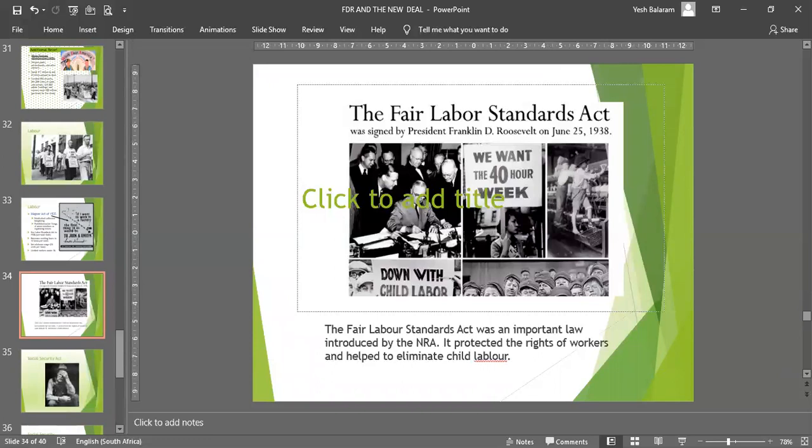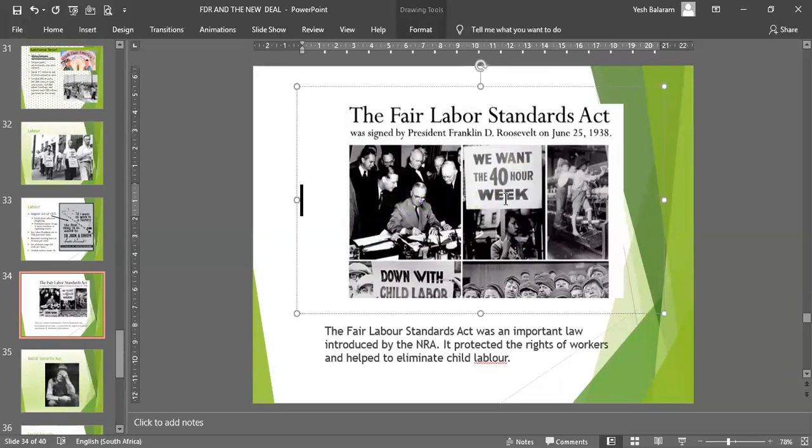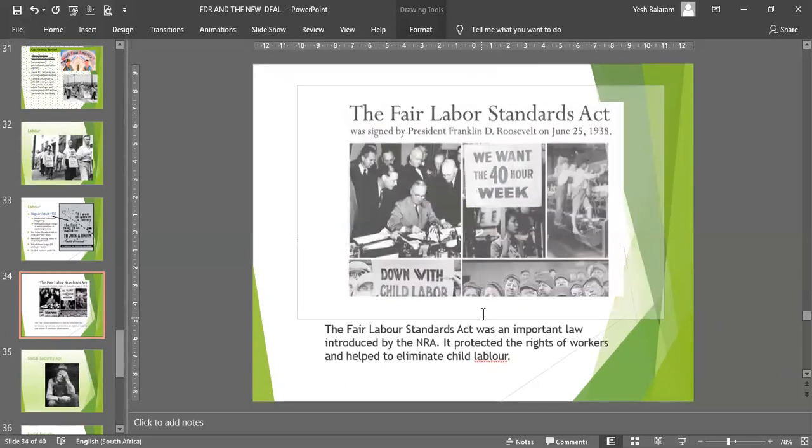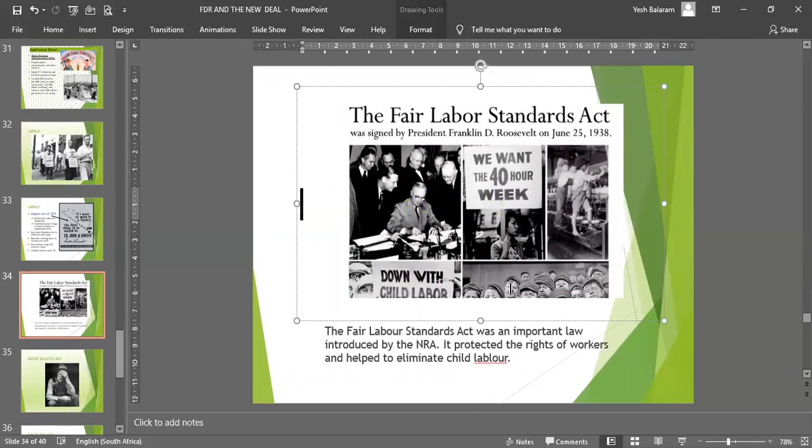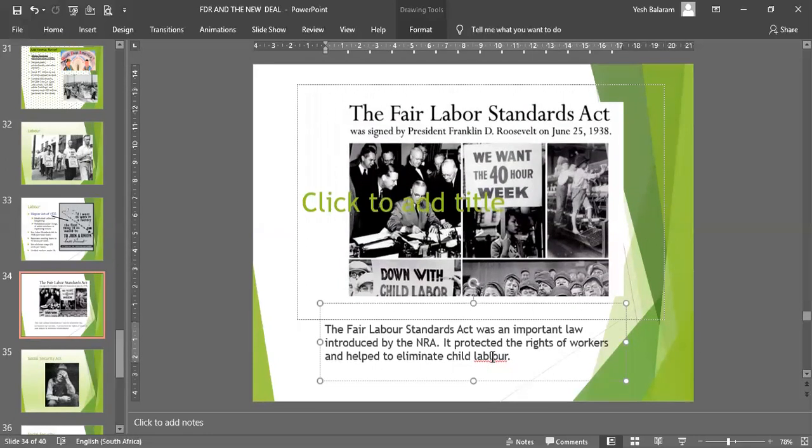Looking more specifically at the Wagner Act, it was associated with another law called the Fair Labor Standards Act. In terms of the Fair Labor Standards Act, children were protected. You can see there's protests here. There were demands for a 40-hour working week. And you see, not so clearly here, unfortunately, workers being allowed the right to protest. This is Roosevelt signing the bill into action. It was an important law introduced by the National Recovery Administration. It protected the rights of workers and helped to eliminate child labor.